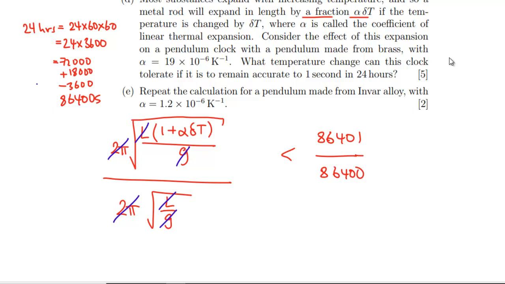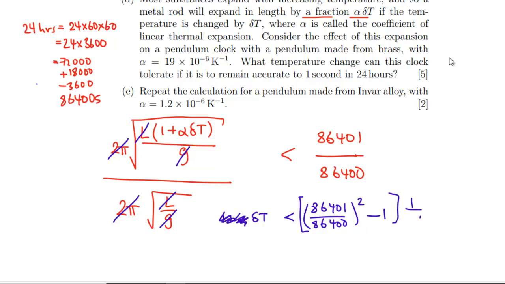So we've now got 1 plus alpha delta T has to be less than 86401 divided by 86400, all squared. So we take the 1 off either side, and then we divide by alpha. Alpha they've given to us, so we plug all of that in. Alpha is 19 times 10 to the minus 6 Kelvin to the minus 1. Plug that in and we've got our delta T.